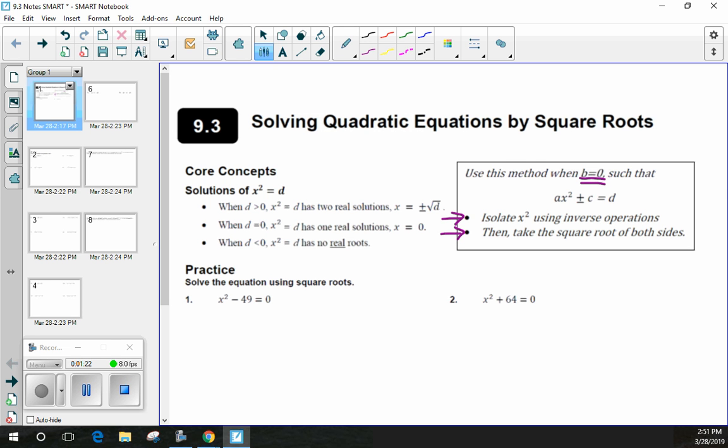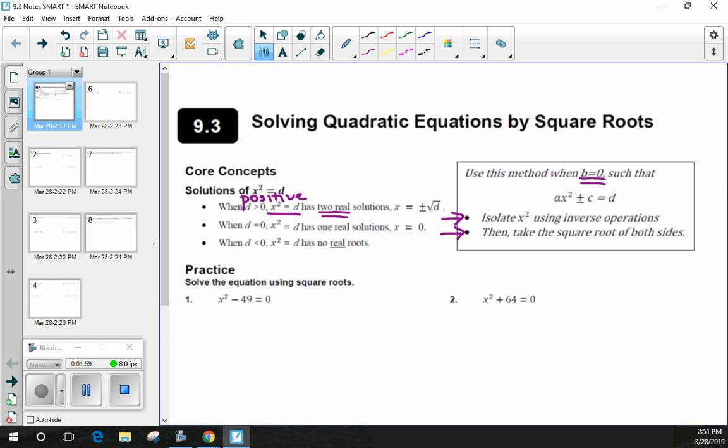The other thing is, because you're taking square roots, what kind of numbers can we not take the square root of? Negatives. We cannot take the square root of a negative number. There's no real solutions to that. So that really means that when you isolate that x squared and get it by itself, if the number on the other side is positive, then that always has 2 real solutions. Any positive number greater than 0 has 2 real roots when you take the square root. Remember that positive, negative.